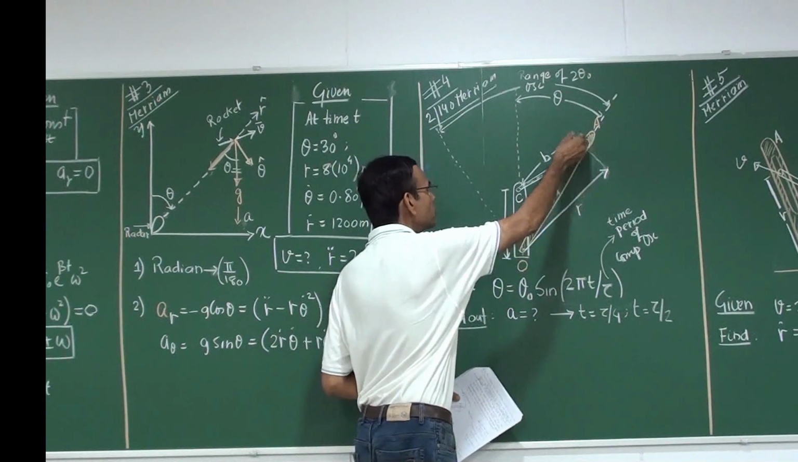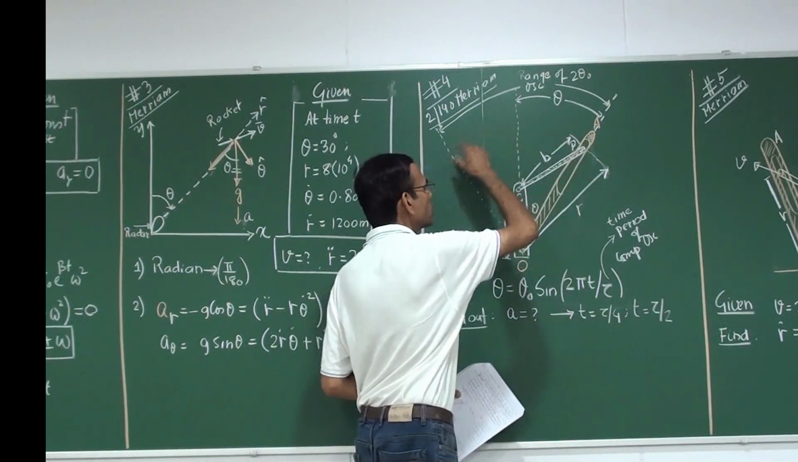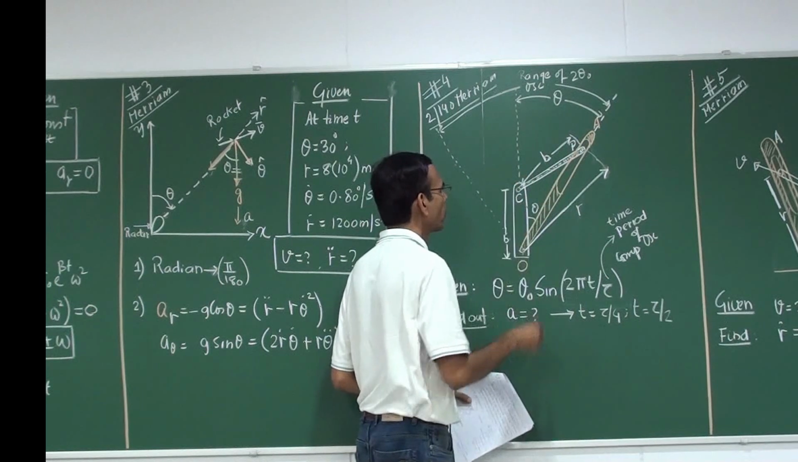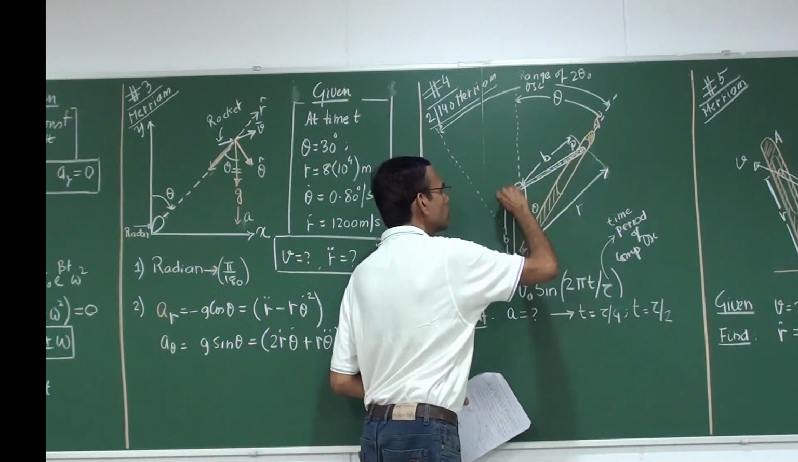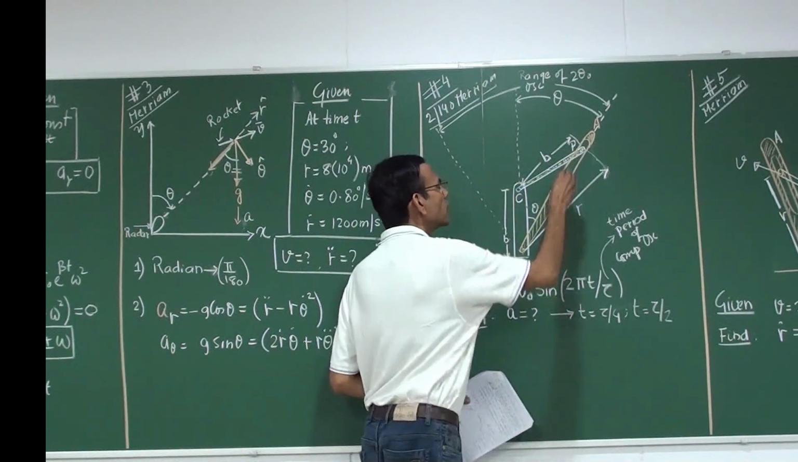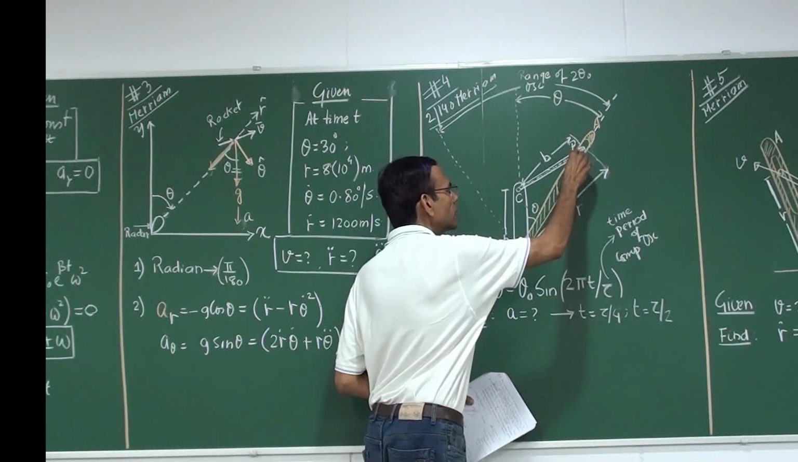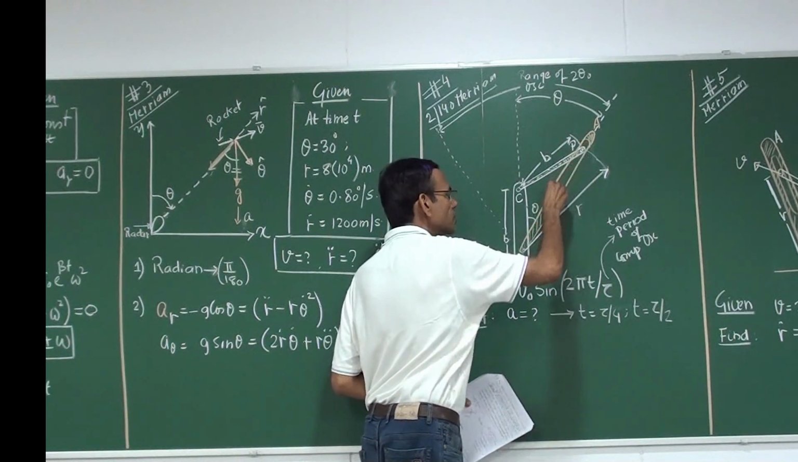Now as this larger arm is moving, there is a slot over here. Now this particular rod that you see, here there is a pin. This pin is fixed in this slot.